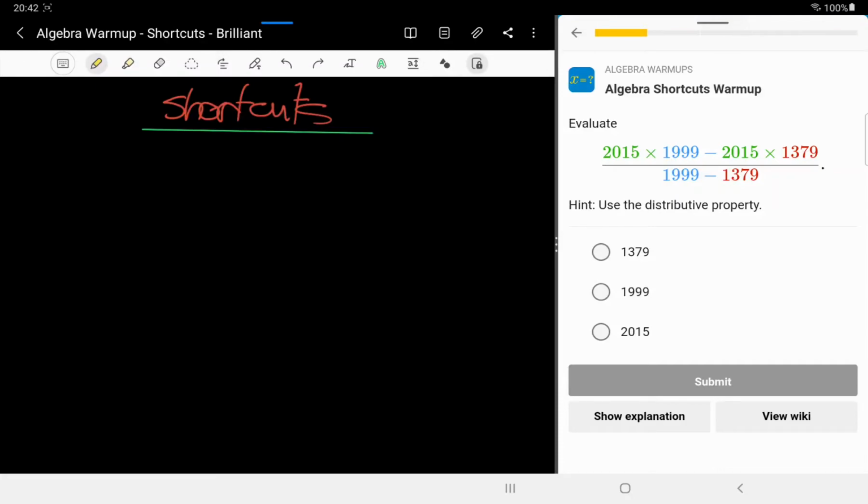We are continuing the series for algebra exercises via Brilliant. So in the previous video, we've done exercises on exponents, and now we're gonna do shortcuts. So the distributive property, and I'm not sure what exactly is in the next few warm-up exercises here, as you can see. So let's actually start with this one.